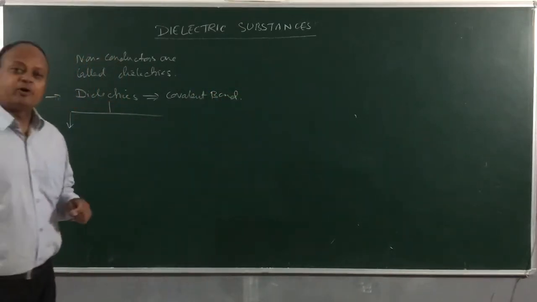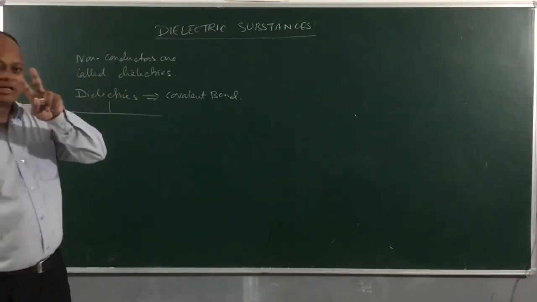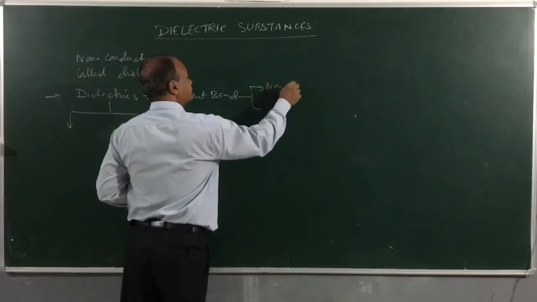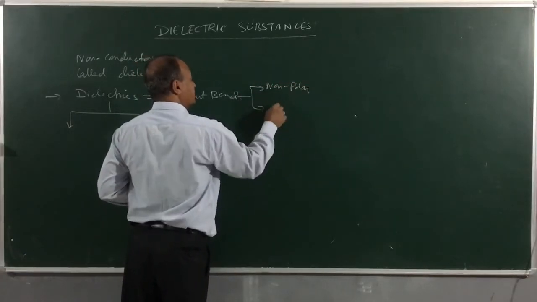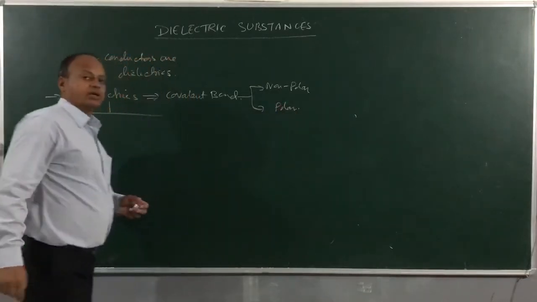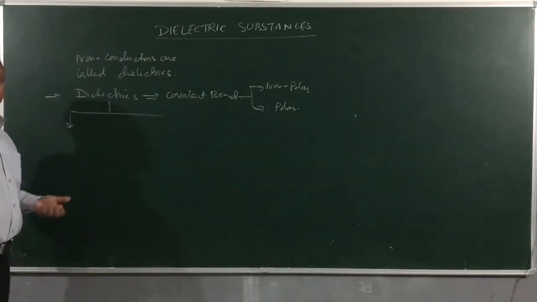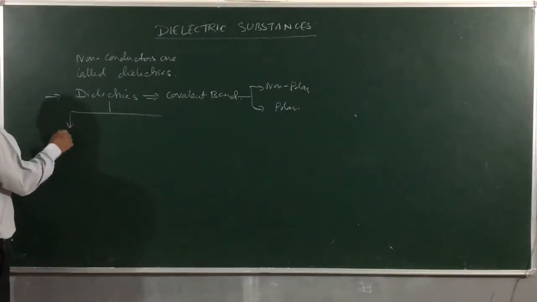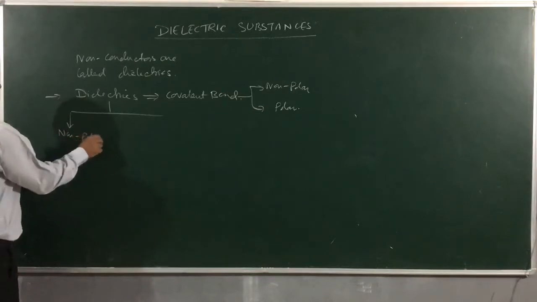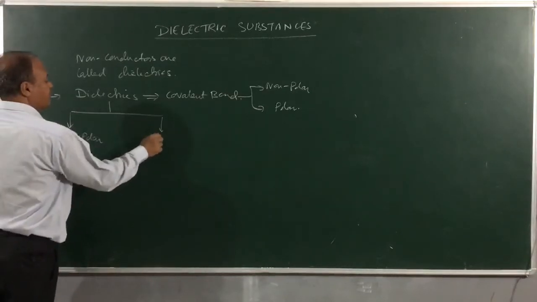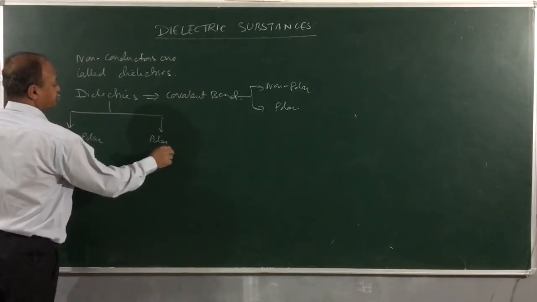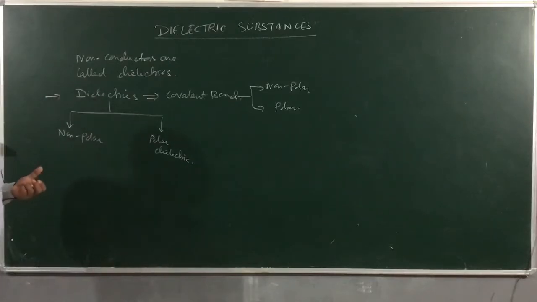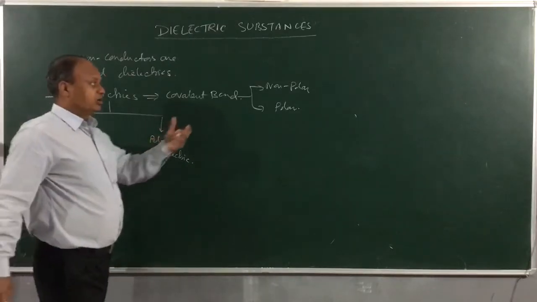And you know that covalent bonds can be classified into two categories. One is non-polar and the other is polar covalent bond. Similarly, dielectrics can also be classified into two categories. We have non-polar dielectrics and we have polar dielectrics. Non-polar dielectrics are the ones which have non-polar covalent bonds.